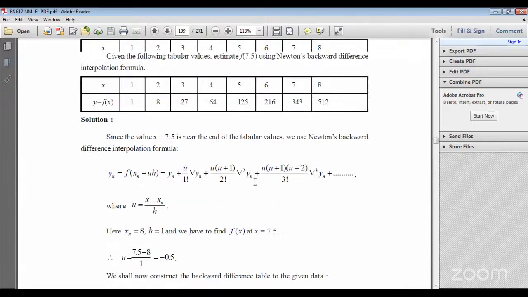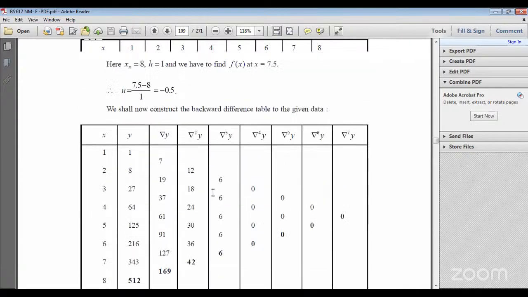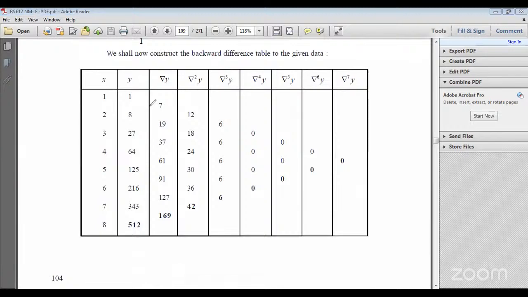So therefore I'm taking the values x: 1, 2, 3, 4, 5, 6, 7, 8 and y: 1, 8, 27, 64, 125, 216, 343, 512. This is the nabla difference table I'm taking here. 8 minus 1 is 7, 27 minus 8 is 19, 64 minus 27 is 37, 125 minus 64 is 61, 216 minus 125 is 91, 343 minus 216 is 127, 512 minus 343 is 169. Then 19 minus 7 is 12, 37 minus 19 is 18, 61 minus 37 is 24, 91 minus 61 is 30, 127 minus 91 is 36, 169 minus 127 is 42. All the third differences are 6: 18 minus 12 is 6, 24 minus 18 is 6, 30 minus 24 is 6, 36 minus 30 is 6, 42 minus 36 is 6. The fourth differences are all zeros.